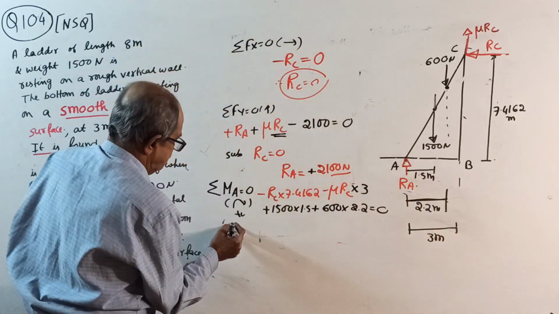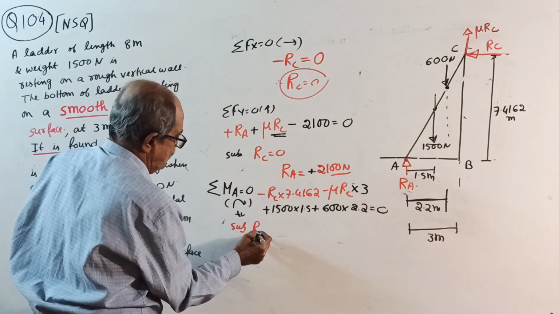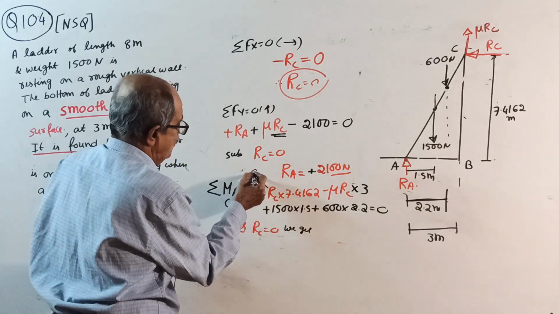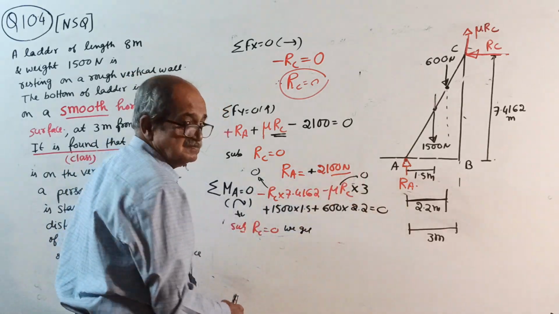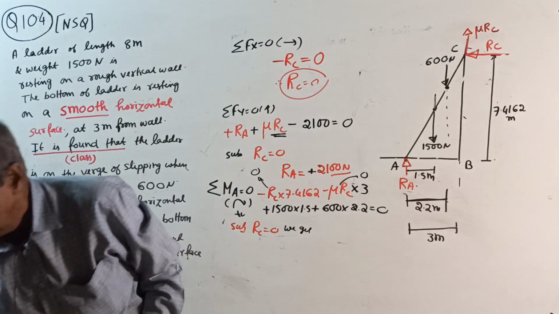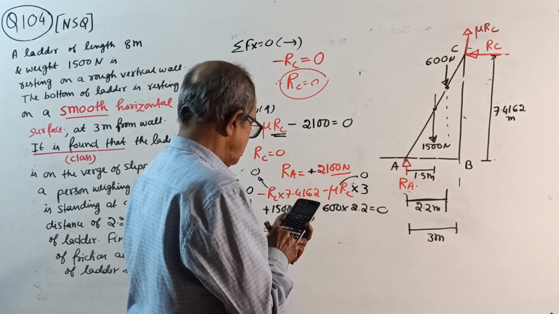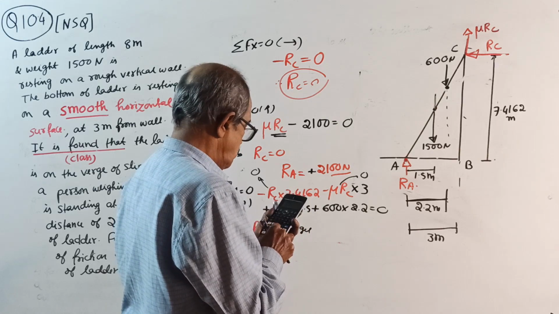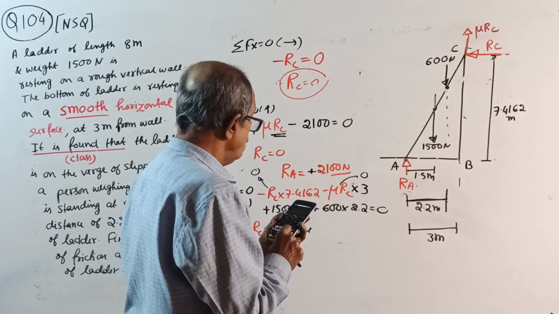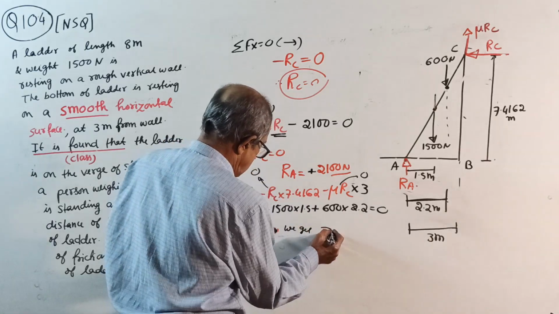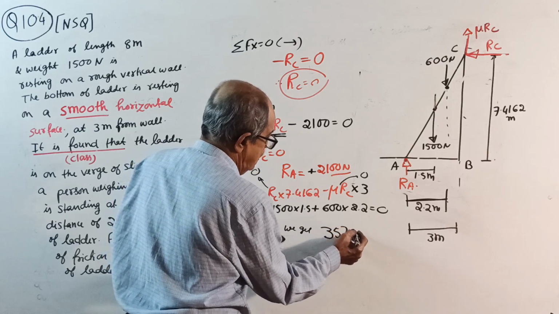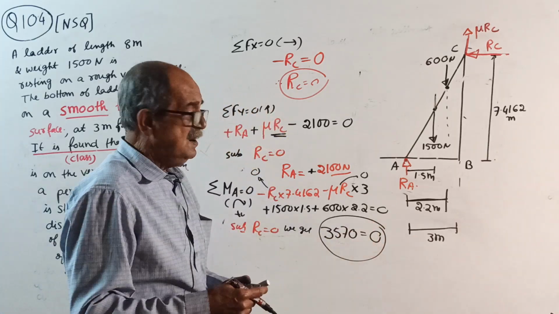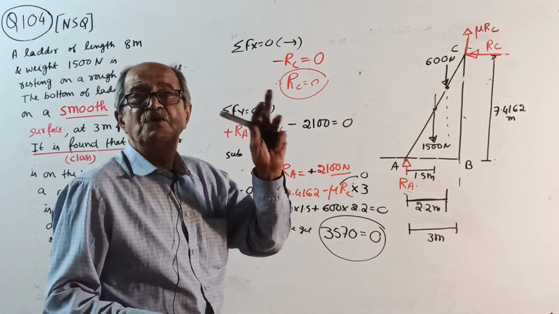Now remember, substitute RC equal to 0. RC is 0, so this also is 0. We get 1500 into 1.5 plus 600 into 2.2 equal to 3570 equal to 0. What is this? We get 3570 equal to 0. Any number equal to 0.